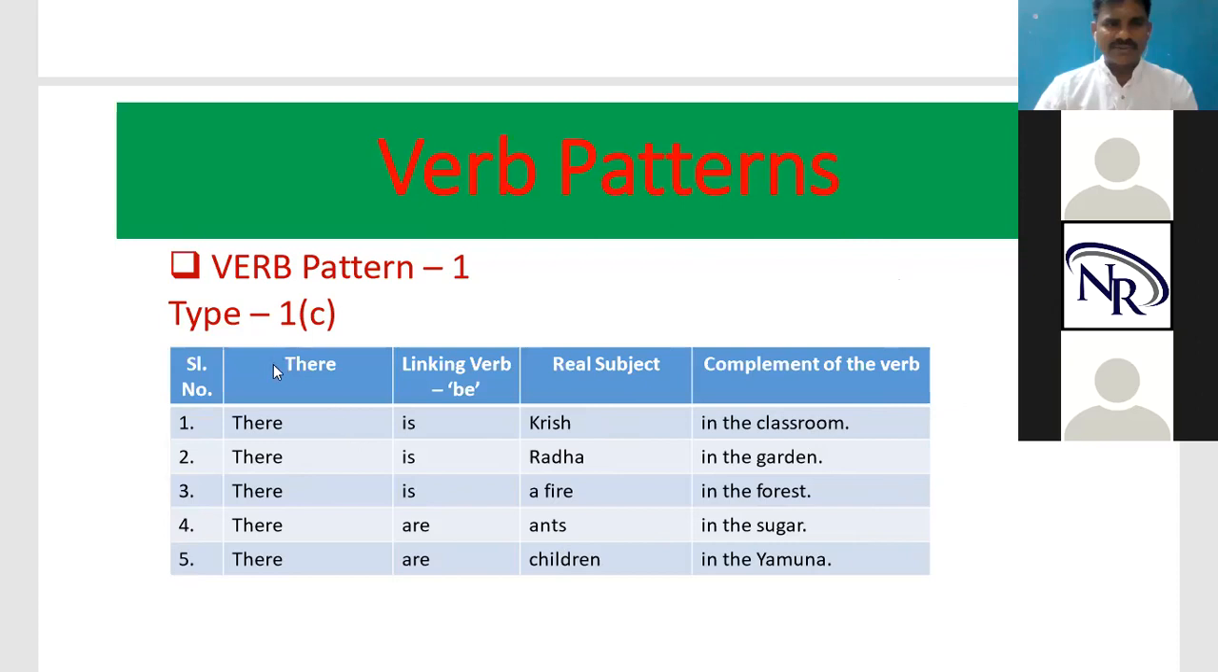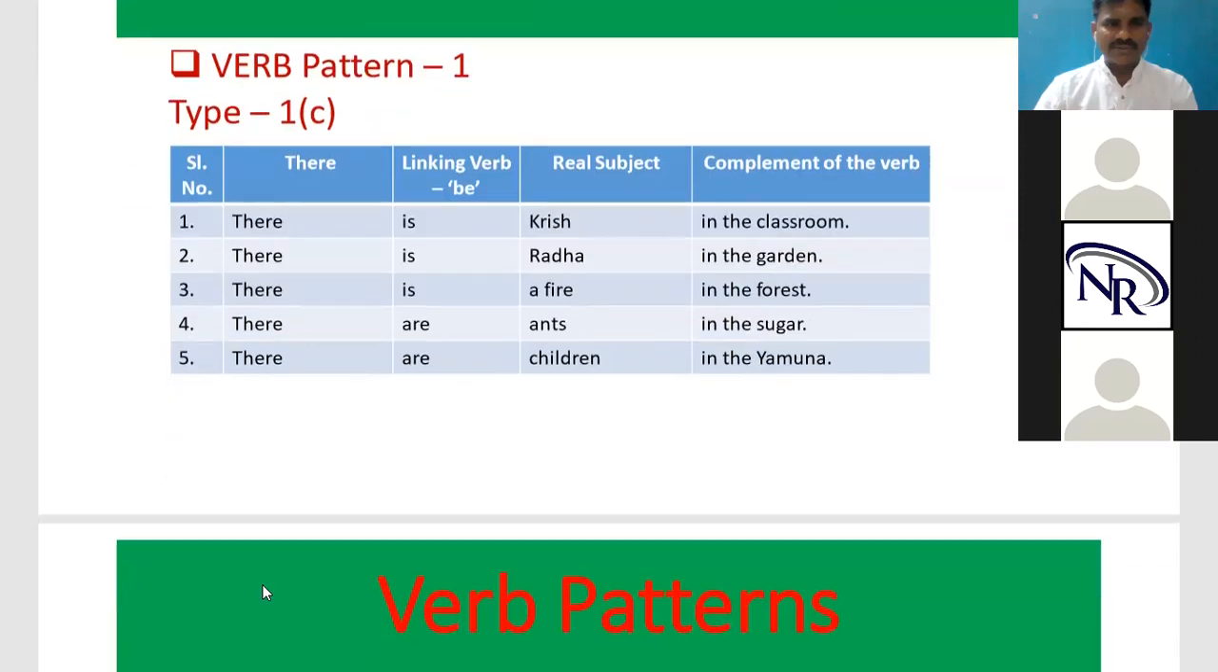This can be written in the structure there plus linking verb plus real subject plus complement of the verb. There is Krish in the classroom. There is Radha in the garden. There is fire in the forest. There are ants in the sugar. There are children in the Yamuna.